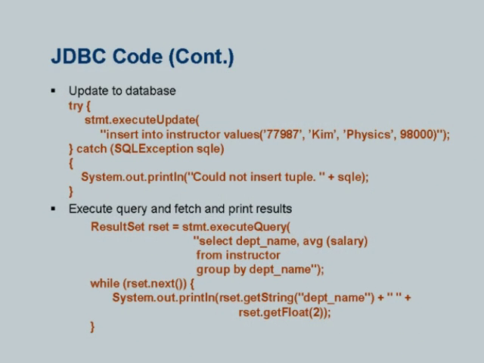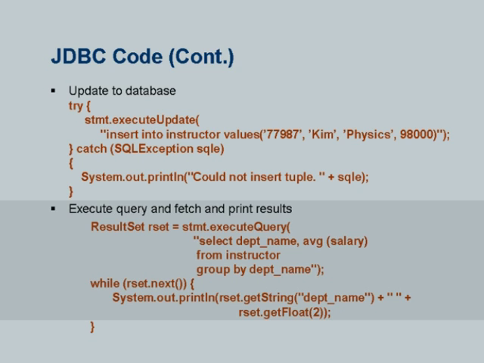So that was an update. Now the queries are slightly different because they actually have to return multiple answers potentially. So the interface is slightly different here. Here I say statement.executeQuery and I pass a query string to it. So what is this string? It says select department name, average salary from instructor group by department name. So this is going to find, for each department which has some instructor, the average salary of instructors.